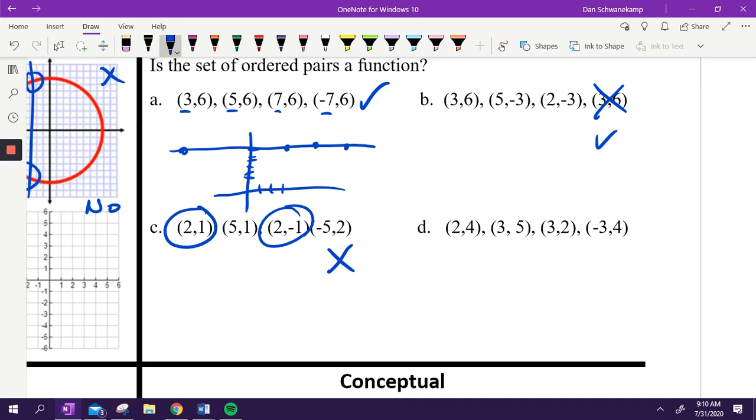Perfect. 2, 1, 2, negative 1. Same x value, different y value is bad. Not a function. Letter D. Thumbs up, thumbs down. What do we think on D?